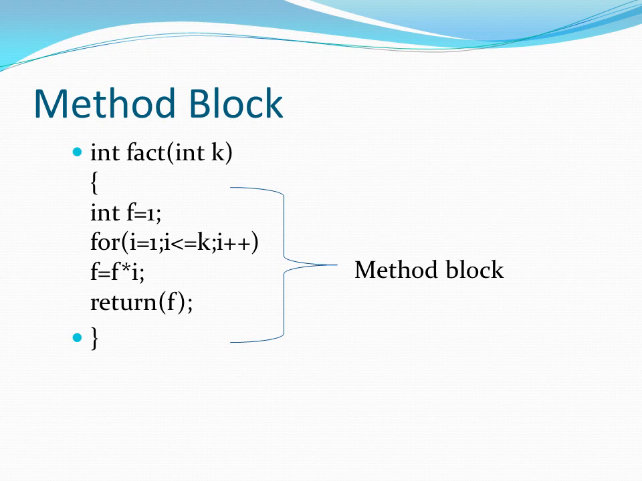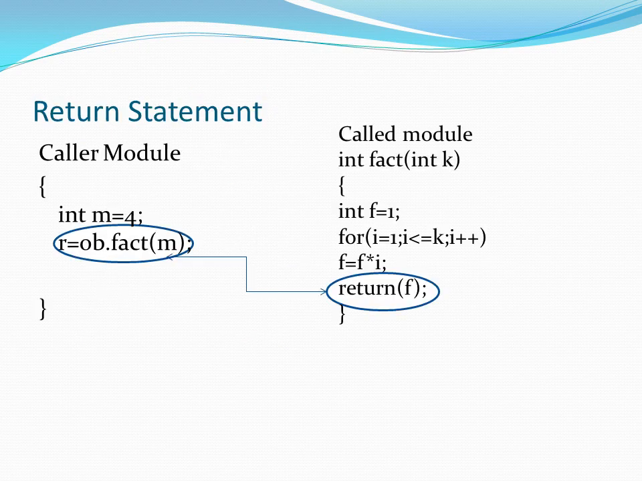Now I will explain return statements. What is a return statement? What are the functions of these return statements? Return statements send back values or results from the called module to the caller module. In this example, the fact function calculates the factorial and stores it in variable f. The return statement returns this value to the caller module and stores it in the variable r. The return statement is used at the end of the function, so it can be referred to as the function terminator.